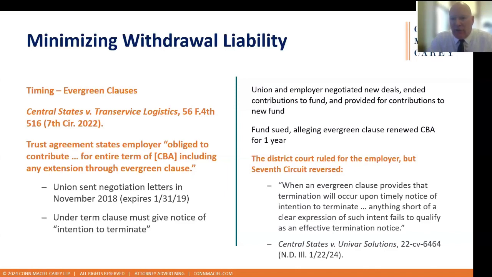The evergreen clause, remember, is the portion that says when the CBA was going to terminate, and it said something like the CBA will terminate as of January 31st, 2019, unless neither party gives notice more than 60 days prior of an intent to terminate. And the union sent its negotiation letters, which hardly anybody pays attention to oftentimes, and they just take it as pro forma. Well, the union sent these negotiation letters in November 2018 saying, we want to negotiate a new agreement, and blah, blah, blah.